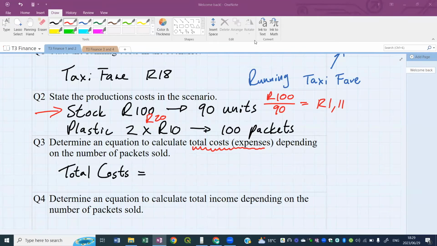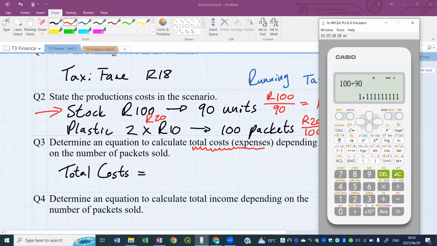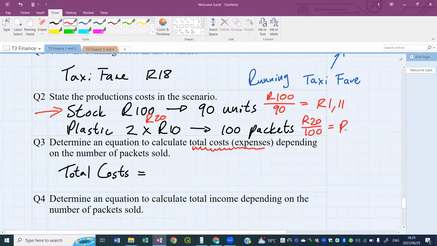You're going to take that 20 rand and divide it by how many units can be produced given that price. All right, let's do that. So let's say it's 20 rand for all 100. How much is it for one? 20 divided by 100, and that'll be 0.2. So that's 20 cents for a packet.